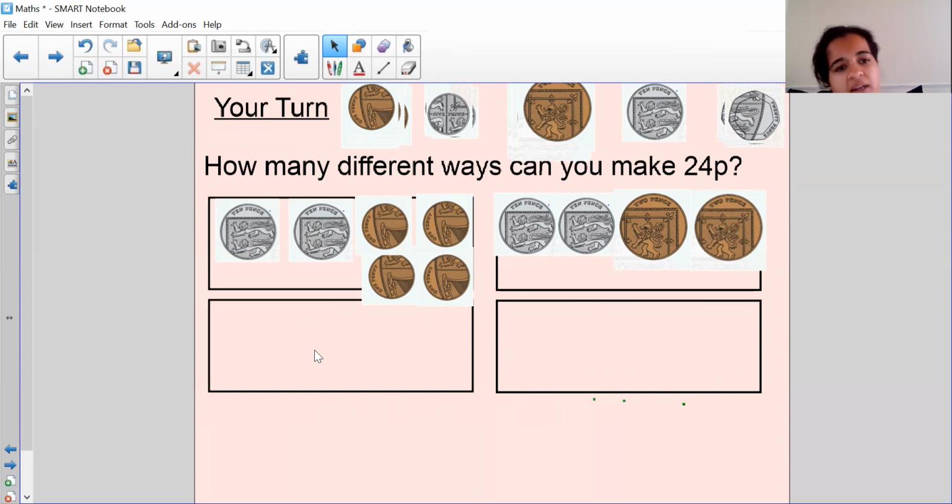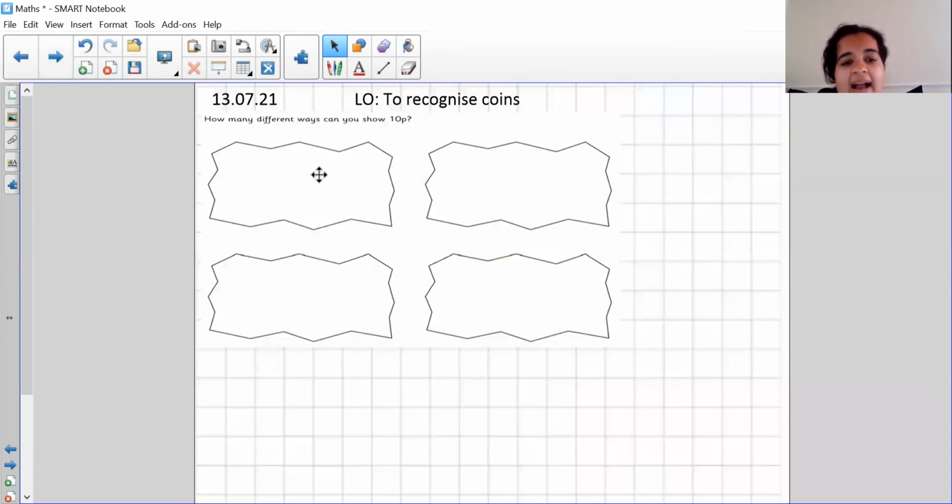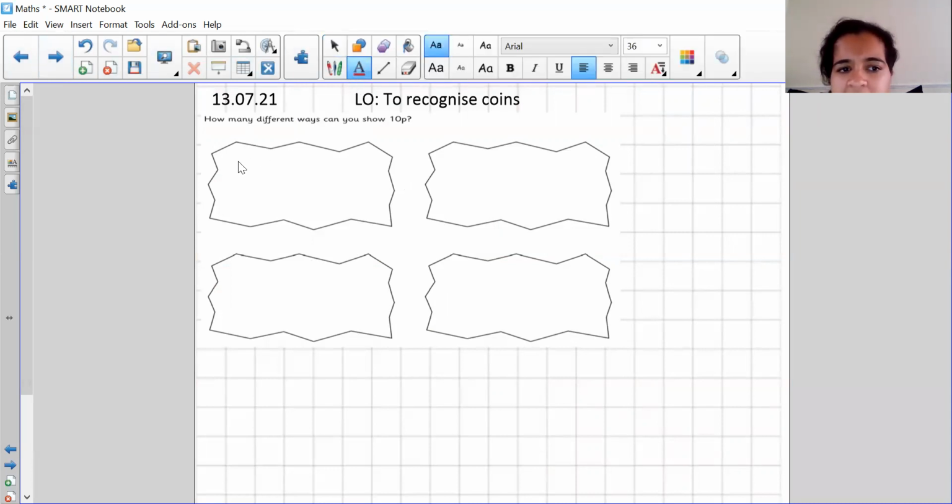When you are done, okay, your assignment for today. How many different ways can you show me 10p? Okay, this assignment is going to be on Teams, or you can do it on a sheet of paper and upload it to Teams. But I would love to see how many different ways you can show 10p. Now, if you're not able to draw the coins on Teams, which I don't think you'll be able to do, it will be in a Word document.